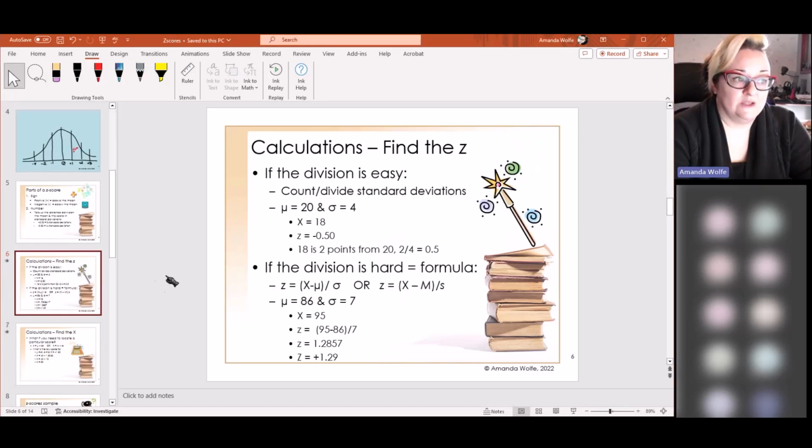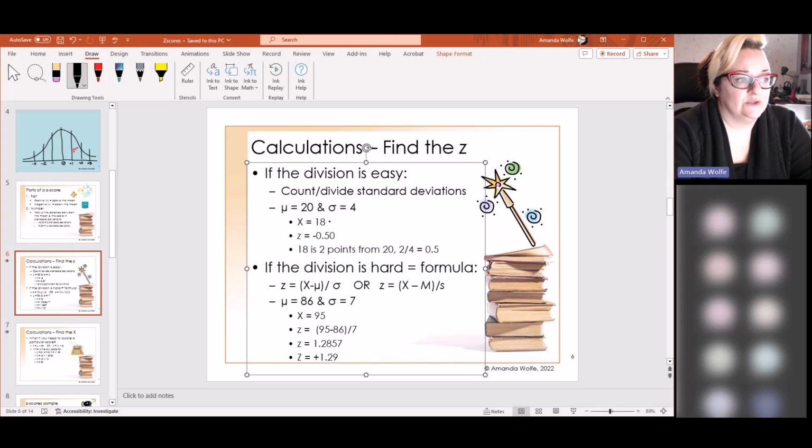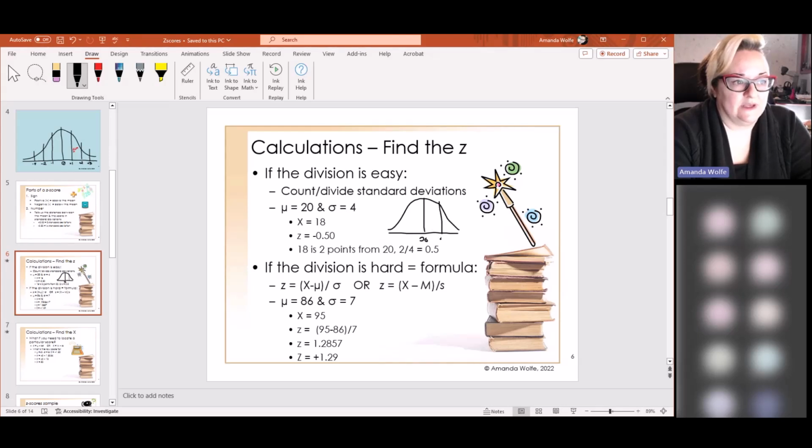So, of course, there's a way to calculate those. Now I can do the division easily if it's an easy number. What this says is that the original distribution that I'm transforming the score from, its average was 20 and its standard deviations were every 4 points. And this score that I've made up is 18. Well, 18 is just 2 points away from 20, which is half of 4. Which is how I instantly know that it's 0.5. That's because I can do that math in my head.